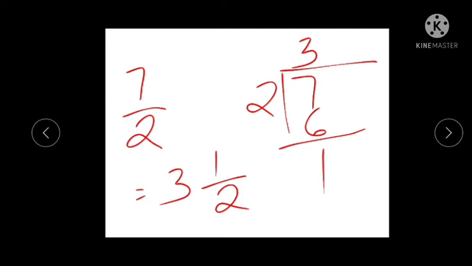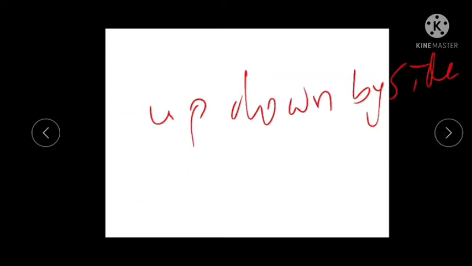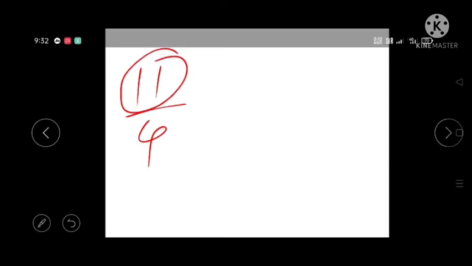Then next, another example. Suppose we want to write 11 by 4 in mixed form. It is an improper fraction because 11 is the greater number.